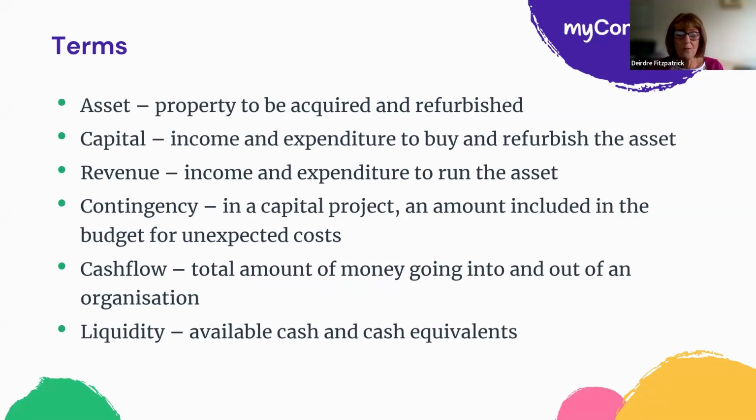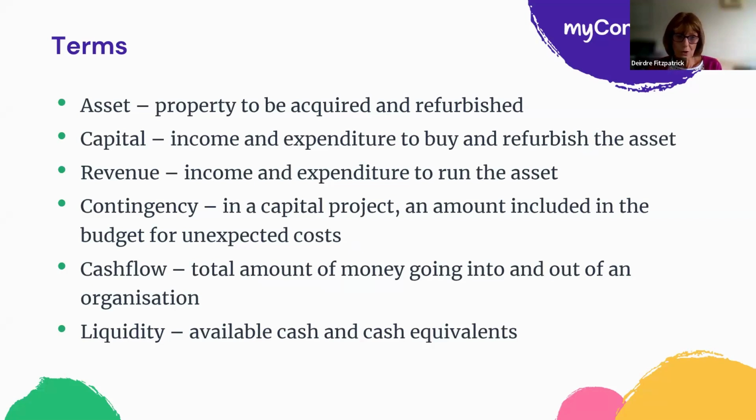So in terms then of the actual management case, they refer to the asset as the property that's going to be acquired and or refurbished. Capital income and expenditure is the income and expenditure to buy and refurbish the asset. So any of the money for looking after the building is going to be capital. Revenue is the money for running the asset.